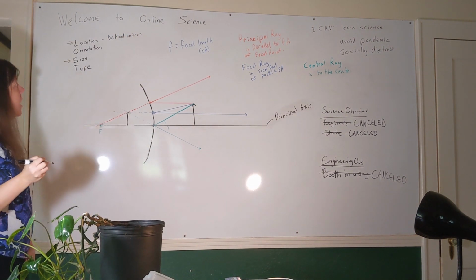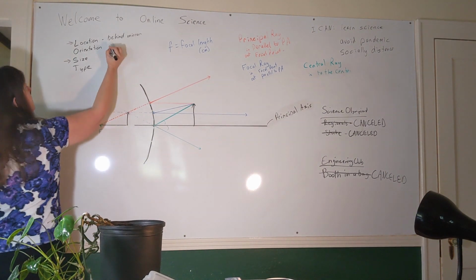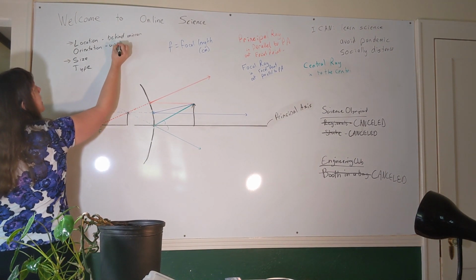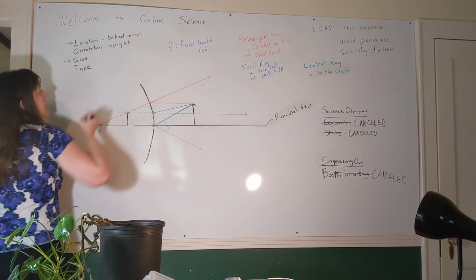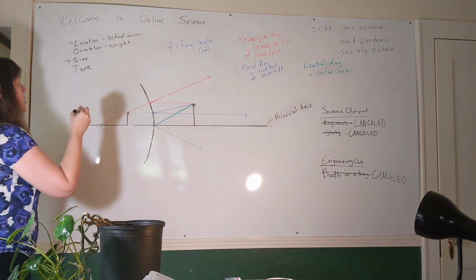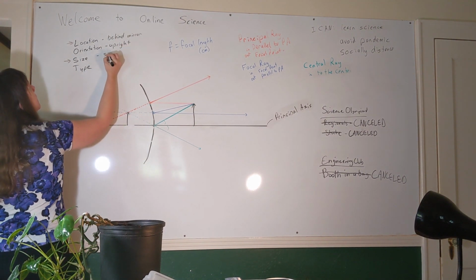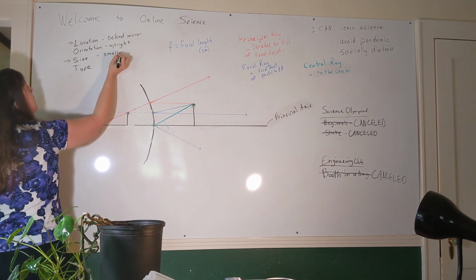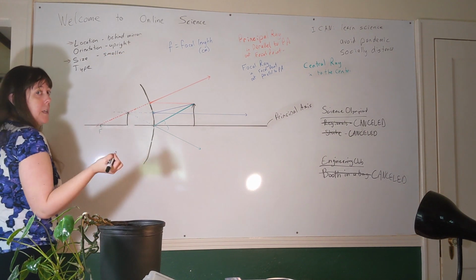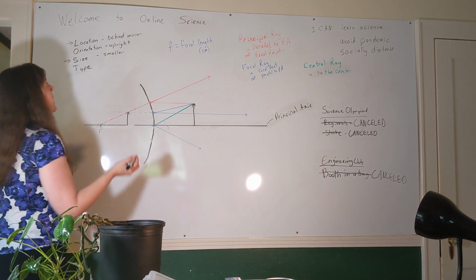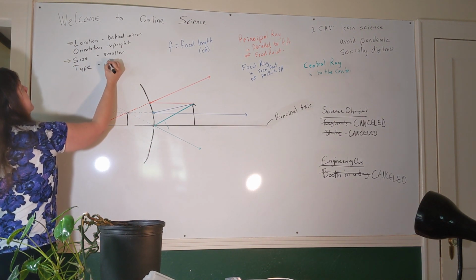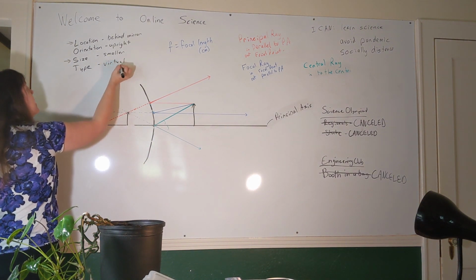The orientation of this image is upright, or right side up. I don't care which one you want to call it. The size of this image is smaller. And the type of this image is what? Yep, it's a virtual image. It's a virtual image because it's behind the mirror.